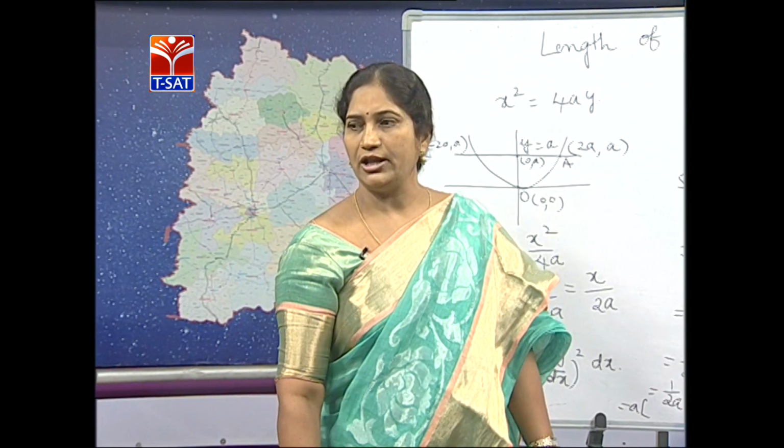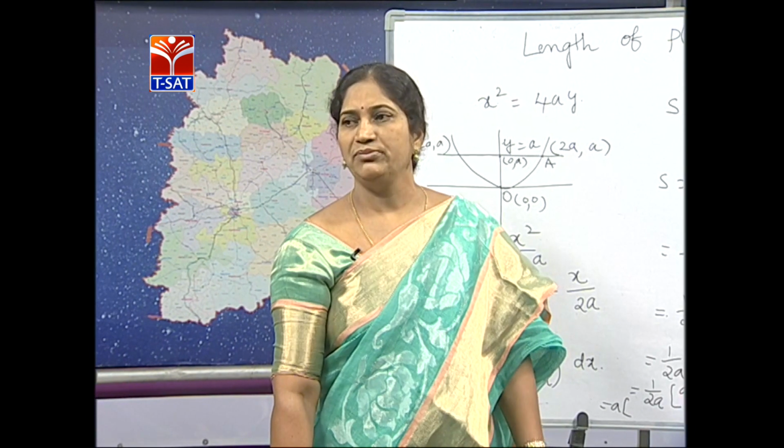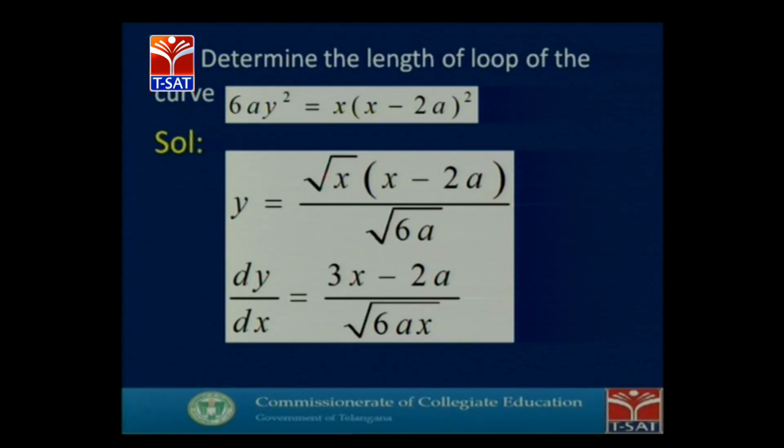So this is the value. Next problem. Suppose the given equation is 6ay² = x(x − 2a)². What is the length of the loop of the curve? So this is also in Cartesian form, we need to find the length of the loop of the curve.